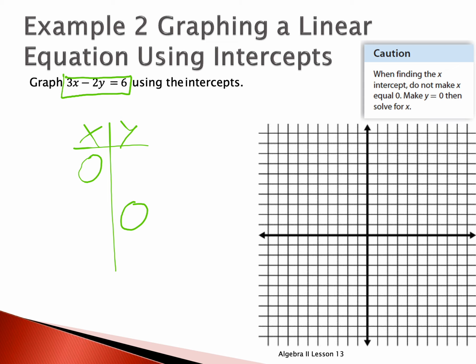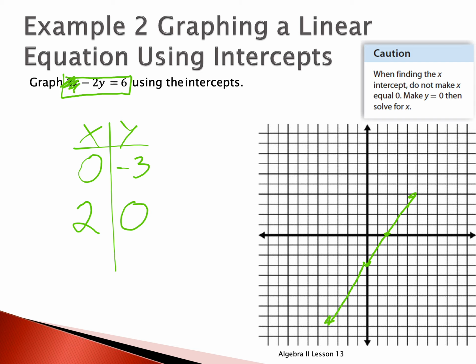If I put 0 in for y, this part of my equation goes away. You can see that 3x equals 6, so x would have to equal 2. If we put 0 in for x, this portion of the equation goes away. We see negative 2 times y equals 6, so y would have to be negative 3. We can plot both of those points, 0, negative 3 and 2, 0, and connect our points to generate our line.